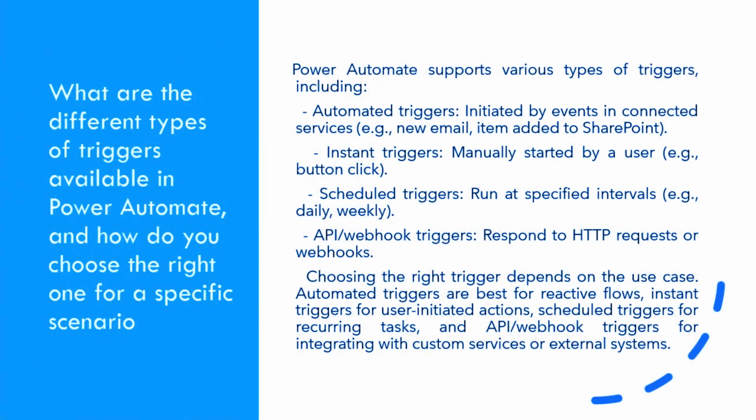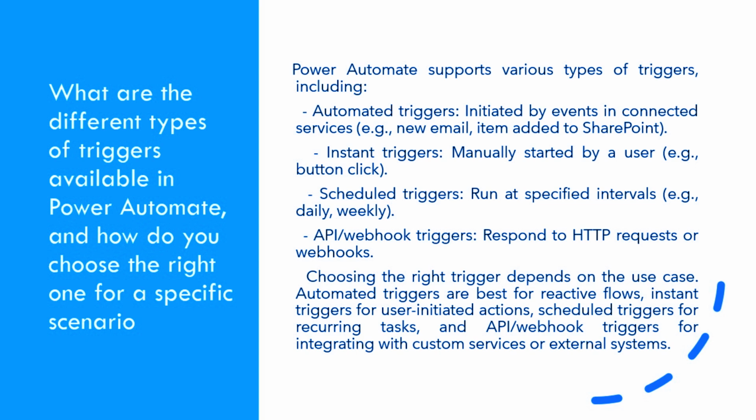What are the different types of triggers available in Power Automate, and how do you choose the right one for a specific scenario? Power Automate supports various types of triggers, including automated triggers, initiated by events in connected services, for example new email or item added to SharePoint. Instant triggers, manually started by a user, for example a button click. Scheduled triggers, run at specified intervals, for example daily or weekly. API webhook triggers, respond to HTTP requests or webhooks.